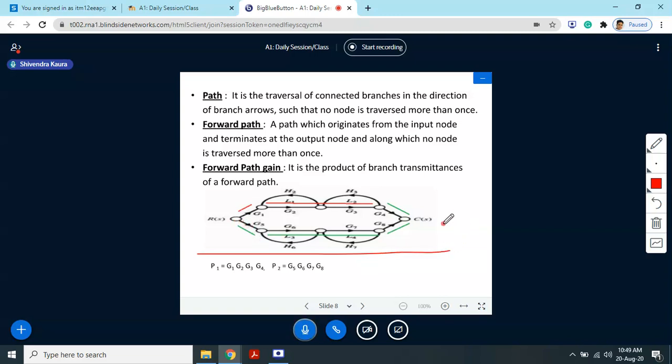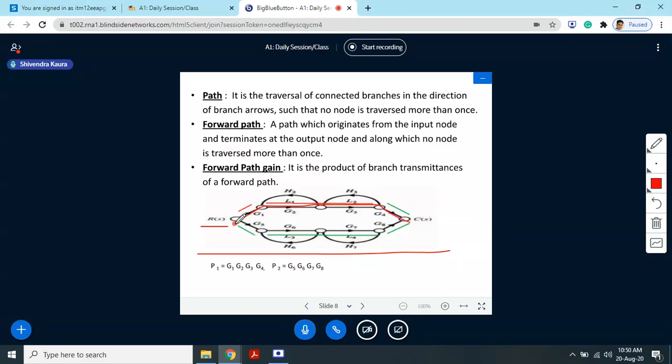Let's say you have to keep this condition in mind. Whenever you are calculating a forward path, then no node should repeat itself. You can go through a node only once. Any node should not be repeated. So if I start from R(s), which is the input, I go like this through G1, then G2, then G3, and I reach the output.